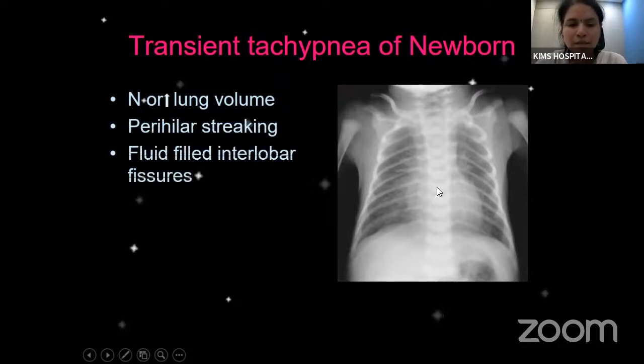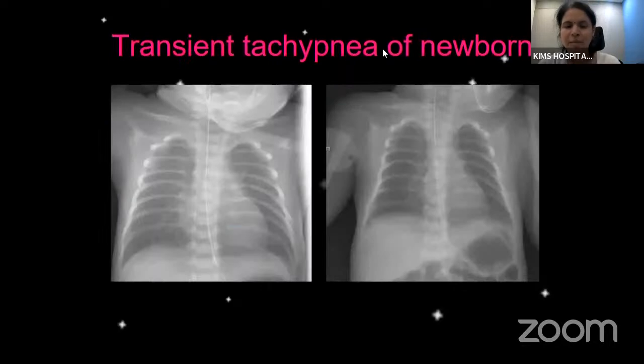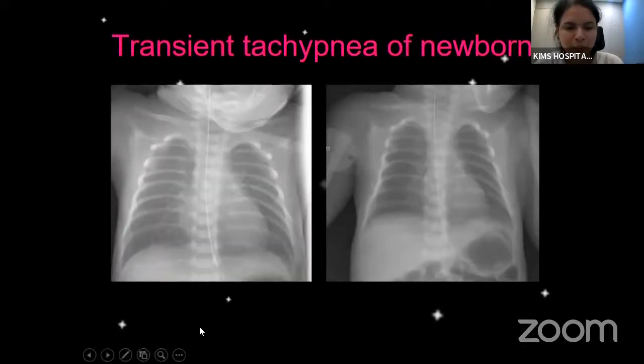So normal or increased lung volume, presence of perihilar streaking, fluid-filled interlobar fissures, and mild cardiomegaly may be some of the common features. We often use the term sunburst appearance, where it may appear that the cardiac shadow is like the sun and the perihilar streaks may look like the rays of the sun. So this is a typical name that is used to describe the X-ray of a newborn with TTNB.